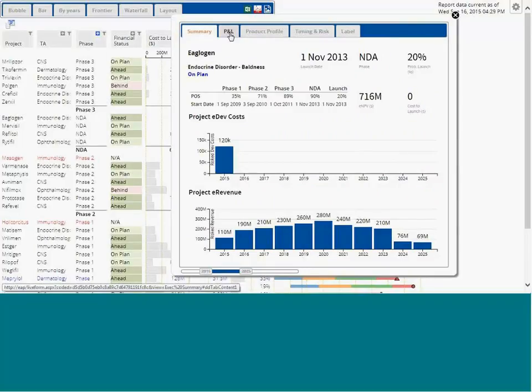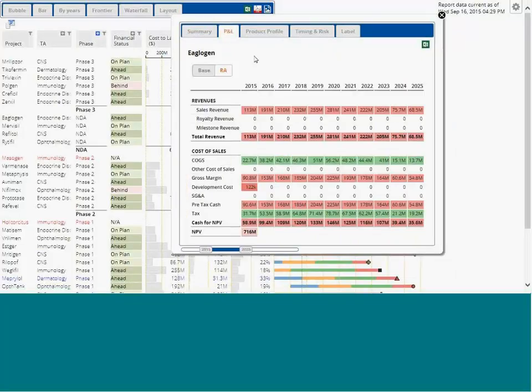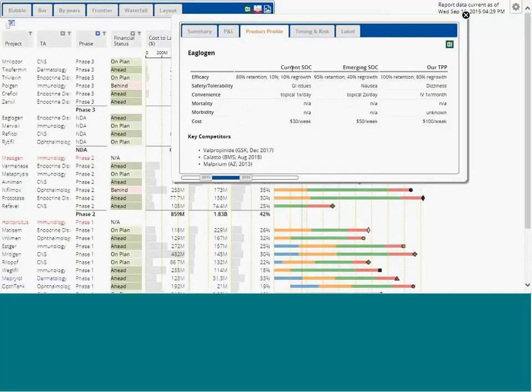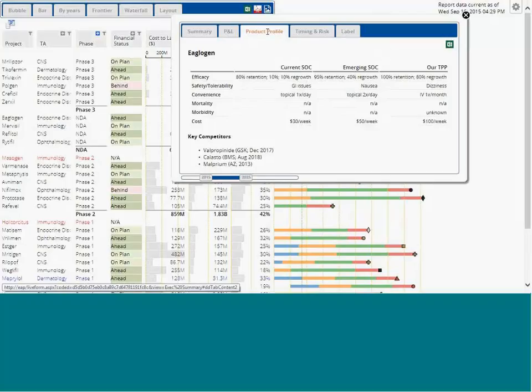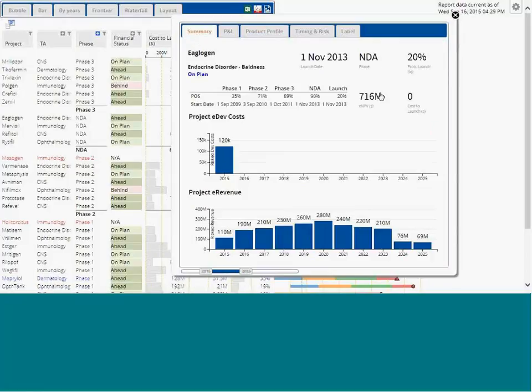And you can begin to look at not only critical statistics such as NPV or cost, but also an entire profit and loss statement or information on the product profile or the label. Because this information gives critical context, remember the revenue story we talked about earlier, to the overall valuation for this particular project. So when we look at the product profile and the label, it provides a basis for bolstering whether that NPV and whether this revenue stream seems achievable or seems like a pipe dream.